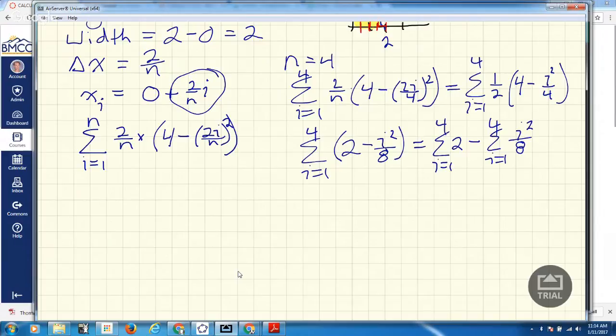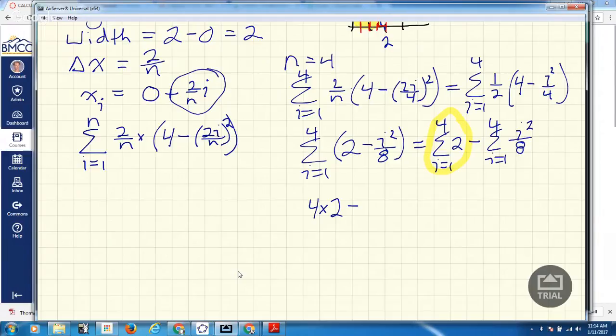Other cool things that we can do with this: let's just focus on parts of this. This guy right here just says, take 2, add it to 2, add it to 2, add it to 2. Do that 4 times. So that part is pretty straightforward. That simplifies to just 4 2's added up, 4 times 2.